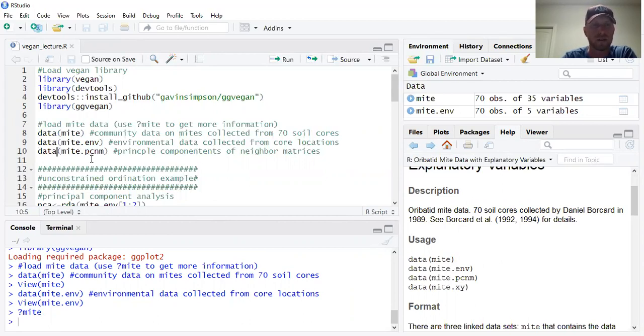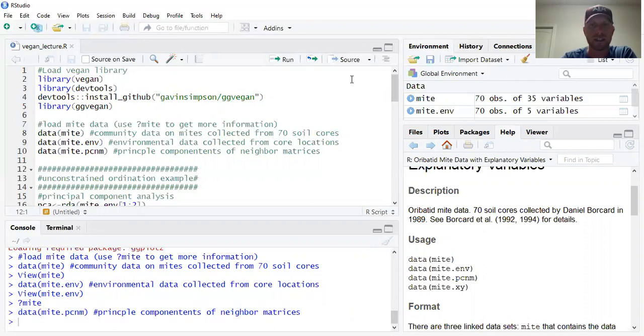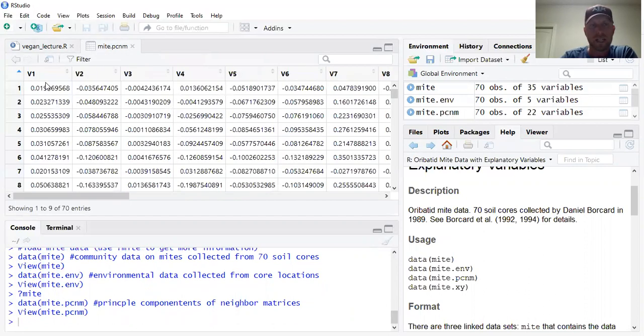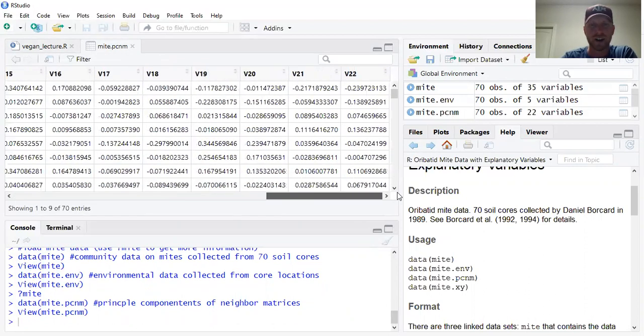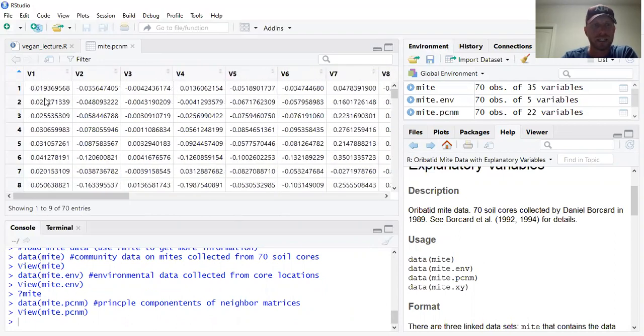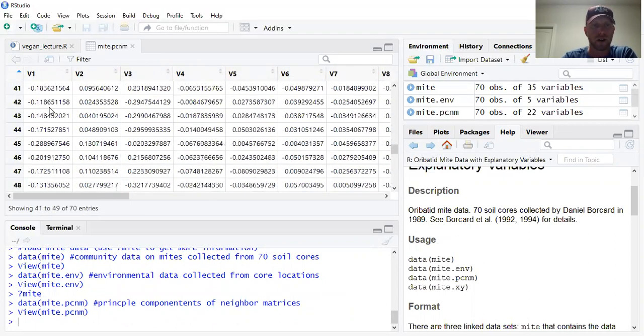This is the principal coordinates of neighbourhood matrices. This is a spatial autocorrelation function that you can create in R to think about how sites are spatially related. So the PCNM is an ordination method in itself, and what it creates is a list of vectors. So I just loaded the mite.pcnm. If I click on that, there are vectors here. It goes all the way up to 22. And each of these represents spatial autocorrelation.